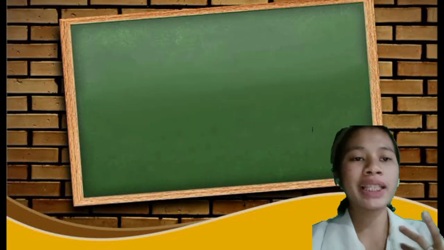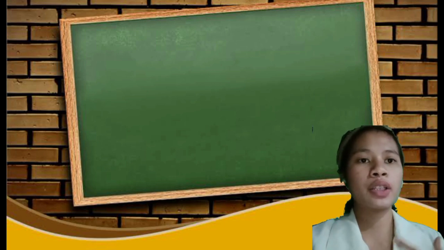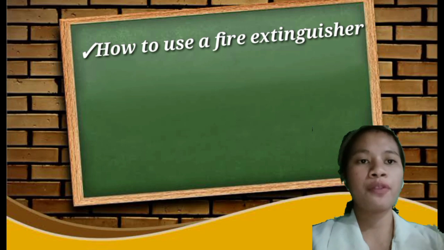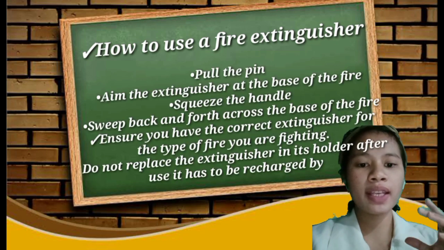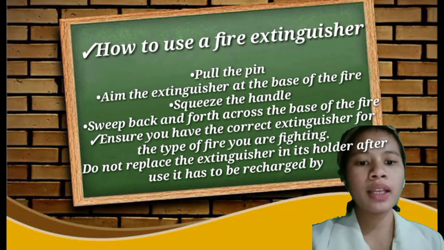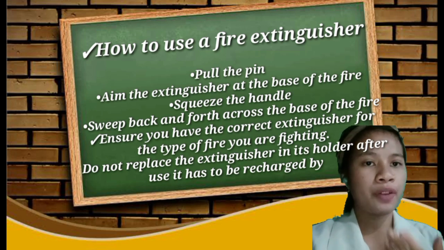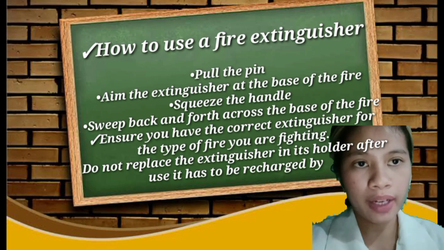So after selecting the right fire extinguisher, we must know how to use a fire extinguisher. So the first one here is the PASS. P for pull the pin and aim the extinguisher at the base of the fire. Squeeze the handle. Sweep back and forth across the base of the fire.